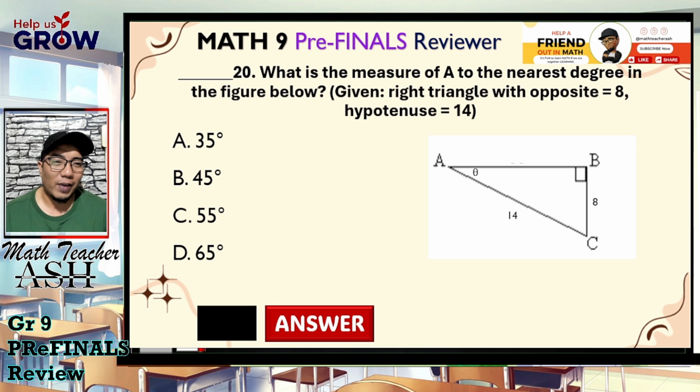What is the measure of a to the nearest degree in the figure below, given that the side opposite the angle is equal to 8 and the hypotenuse is equal to 14? Is it A, 35 degrees, B, 45 degrees, C, 55 degrees, or D, 65 degrees? I'll give you 5 seconds to think about your answer.